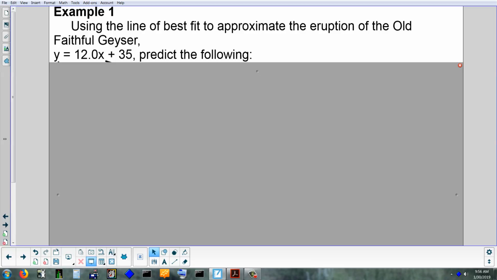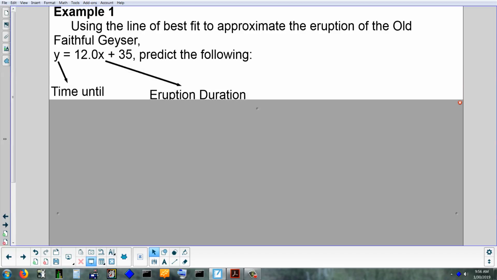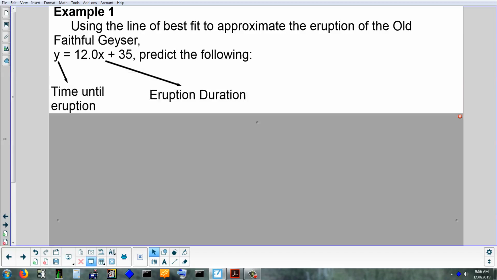The equation is y equals 12.0x plus 35. All right? But each of these values, the y and the x, represent certain things. The y is going to represent the time until the next eruption, how much time is going to go by before the next eruption happens. And then your x is going to stand for eruption duration, which means how long the eruption lasts.